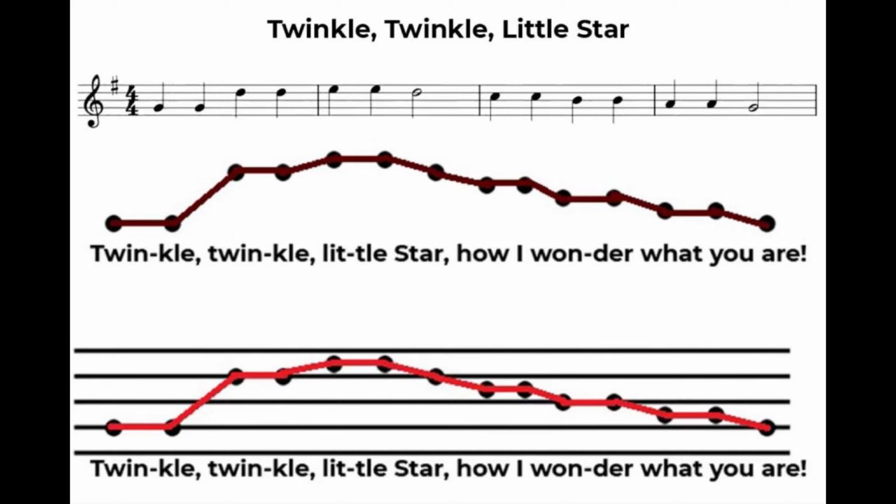So now I'm going to draw a line to show you the direction in which the pitches are moving between each other. Twinkle, then it goes up. Twinkle, goes up again. Little, then it comes down. Star, comes down again. How I, comes down again. Wonder, comes down again. What you, comes down. So the direction in which they are moving, as indicated by the line, is what we call the melodic contour.